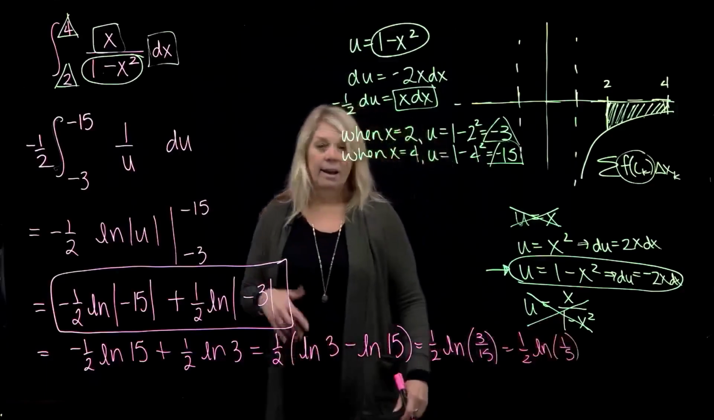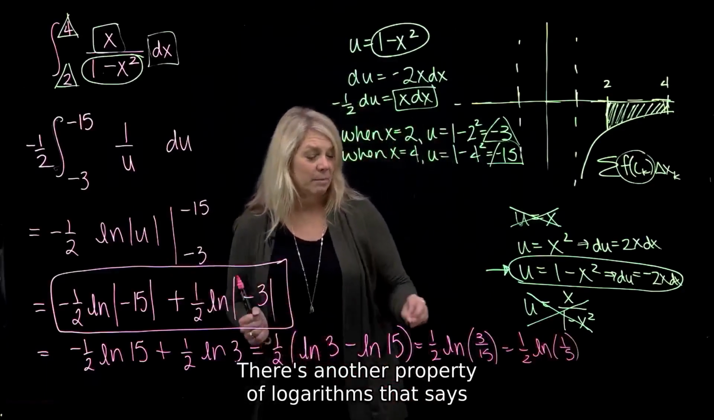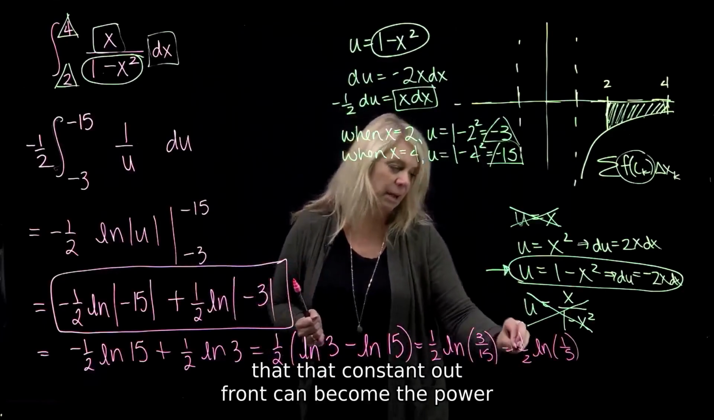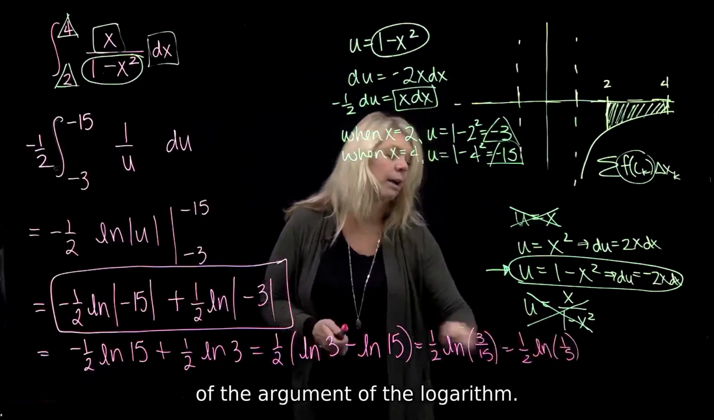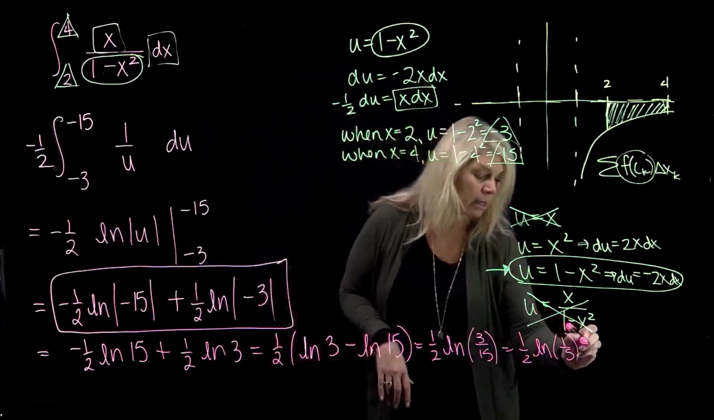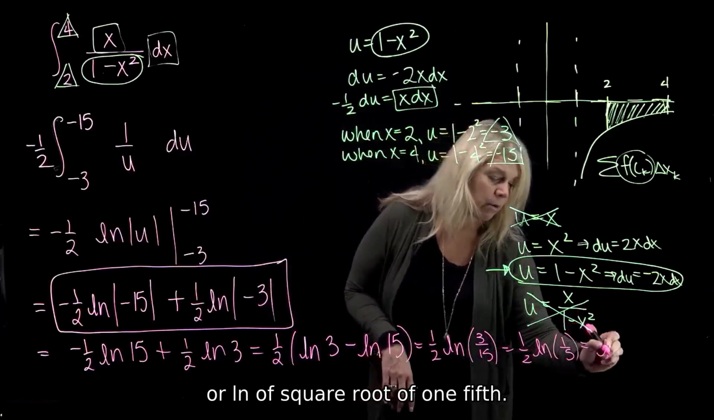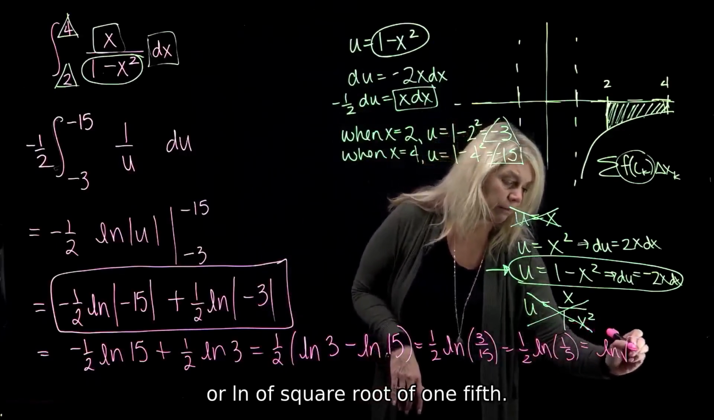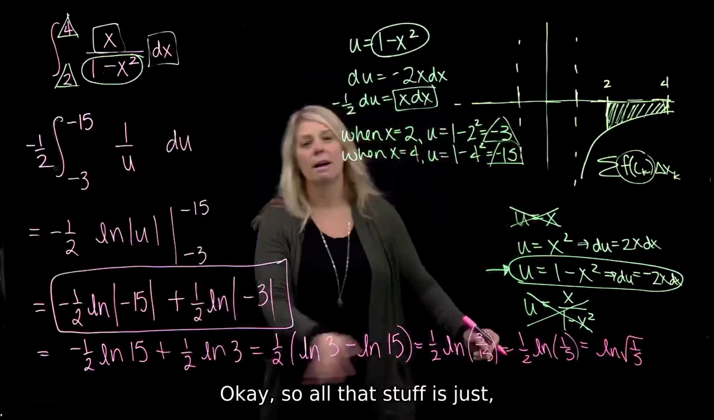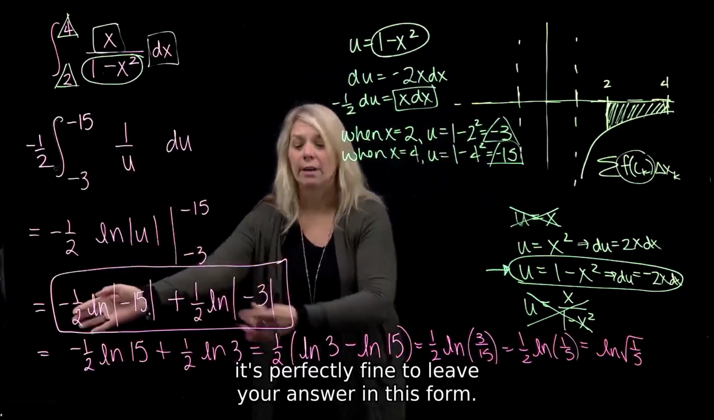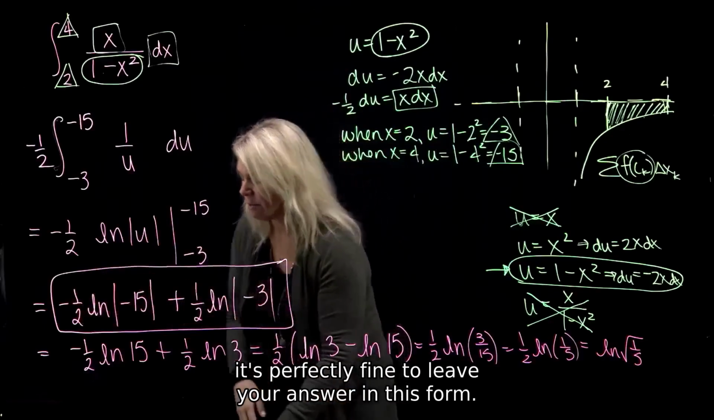If you like, there's another property of logarithms that says if you have a constant out front of a logarithm, that constant out front can become the power of the argument of the logarithm. So I could have ln of 1/5 to the 1/2 power, or ln of square root of 1/5. Okay, so all that stuff is just if you're having fun with logarithms and you want to do that. It's perfectly fine to leave your answer in this form.